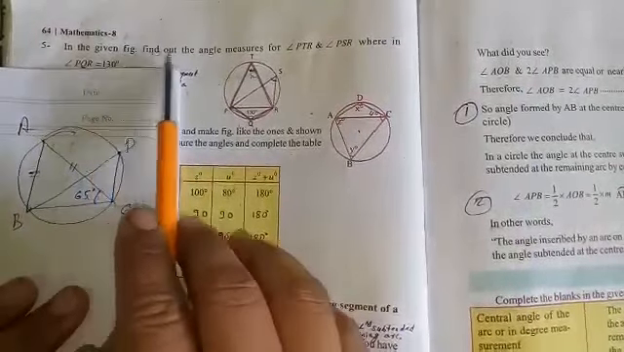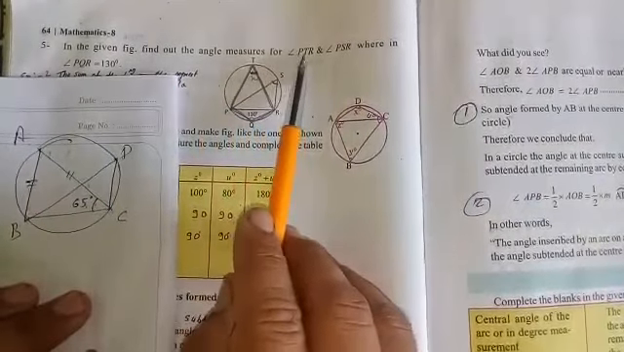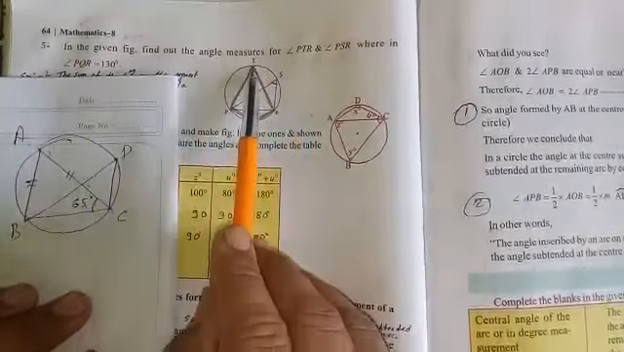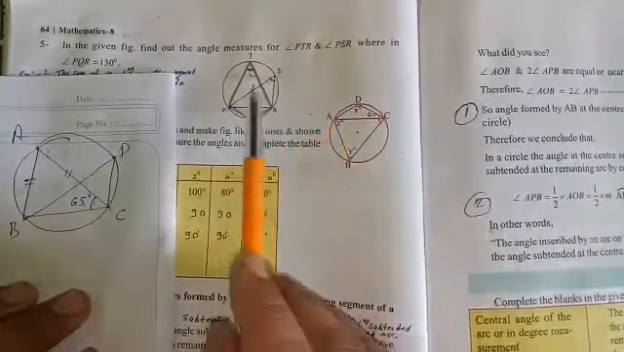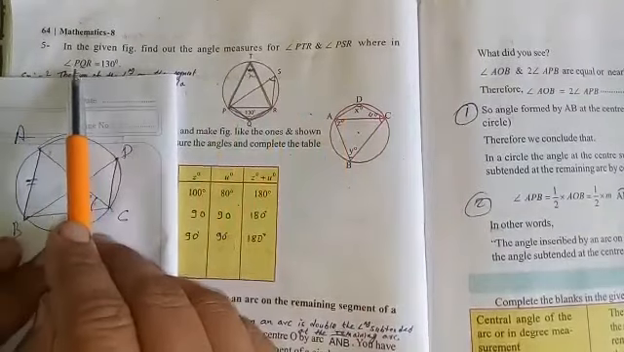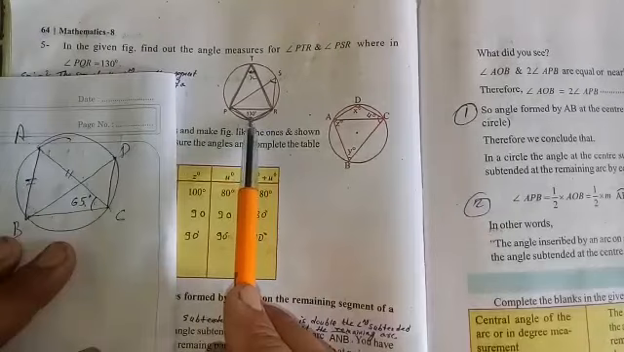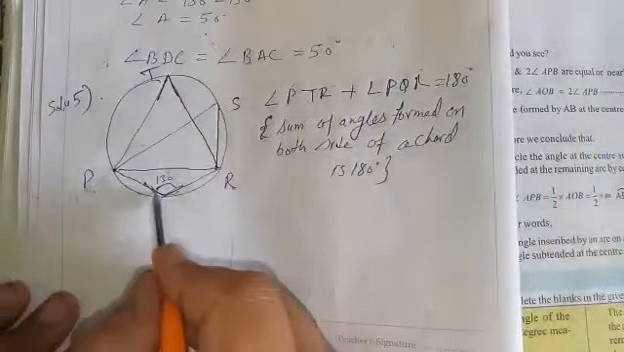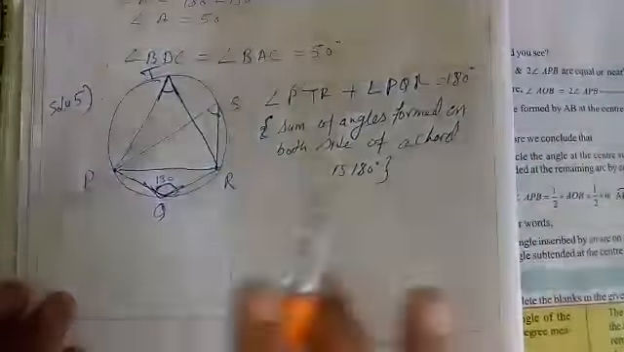Now question number 5. In the given figure, find the measure of angle PTR and angle PSR. These angles we have to find, where angle PQR equals 130 degrees. PQR is given as 130 degrees. We have to find angle T and angle S.